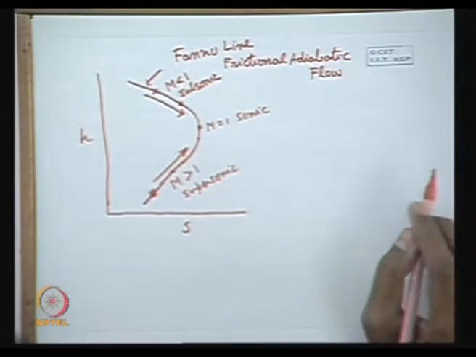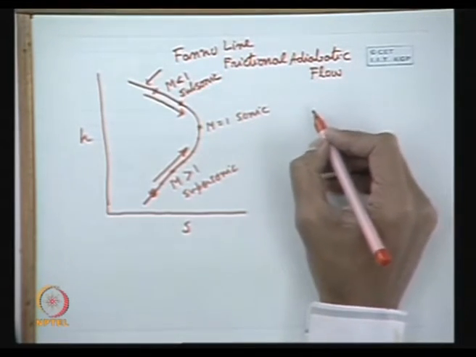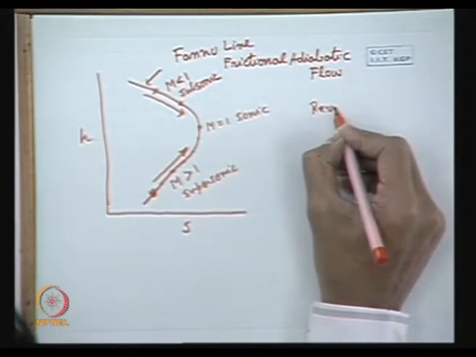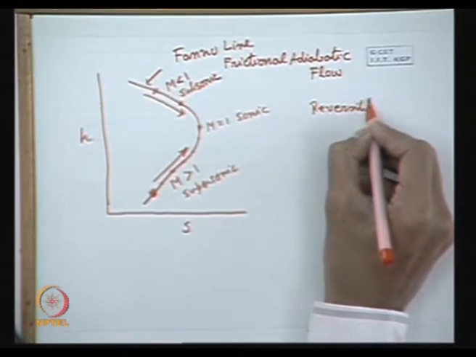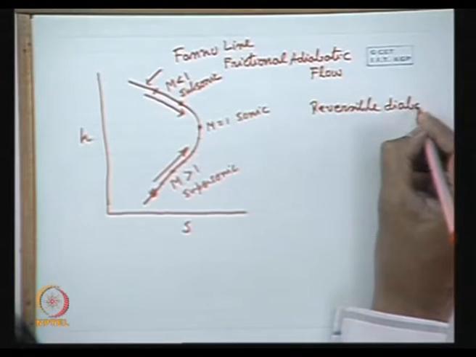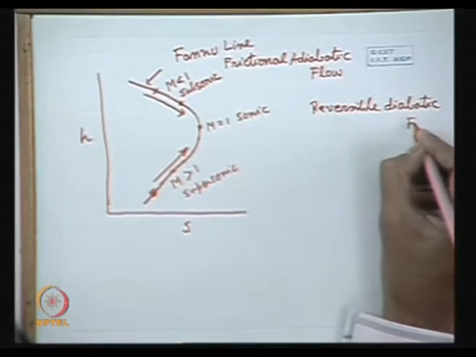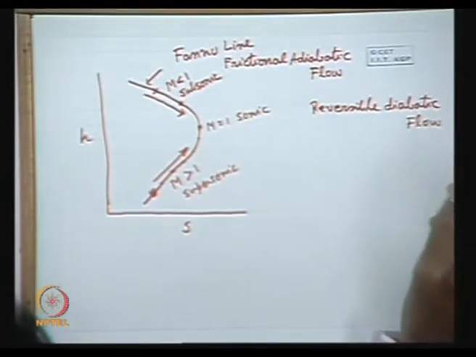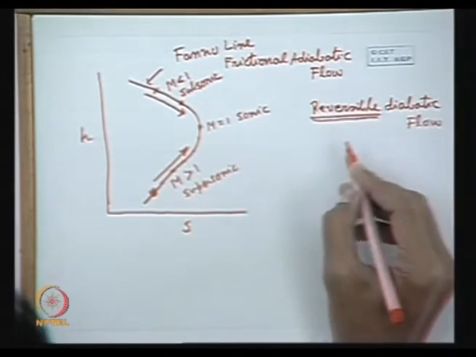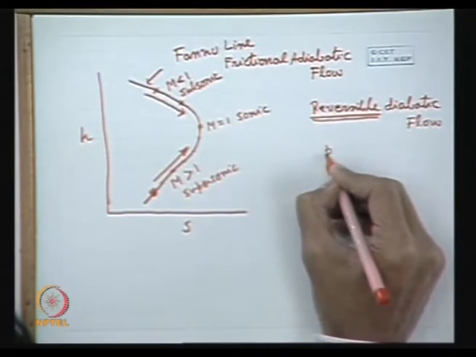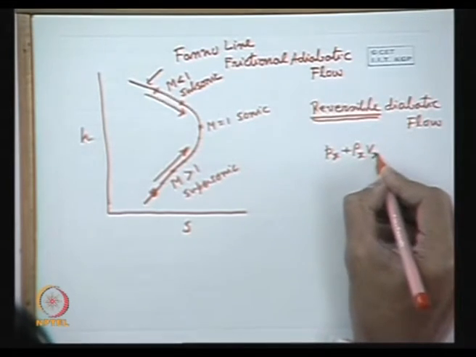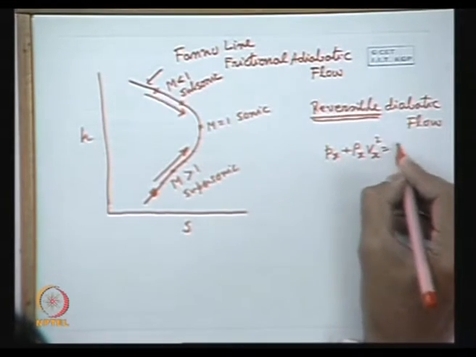Now we consider another class of flow, which is reversible, that means without friction, but diabatic, that means where heat flow is there. In this case we satisfy the momentum equation for zero friction, which ultimately tells that px plus rho x Vx squared equals py plus rho y Vy squared, where x is the upstream section.